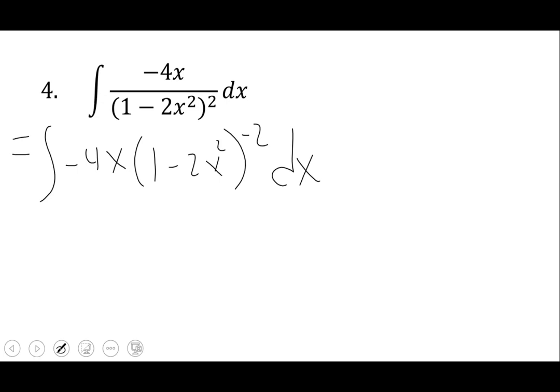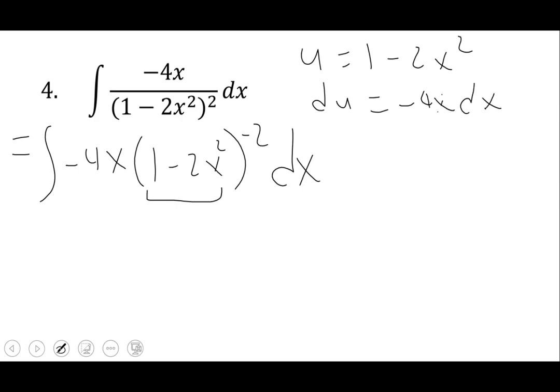Then I'm going to continue the same process I've been doing. I'm going to look at my problem. I'm going to look for what I think is the more complicated function, and I'm going to identify the inside function, and I'm going to make that u. So u equals 1 minus 2x squared. Derivative of u is du. Derivative of a constant is 0. Derivative of negative 2x squared would be negative 4x dx. You have to solve for dx, which would be du over negative 4x.